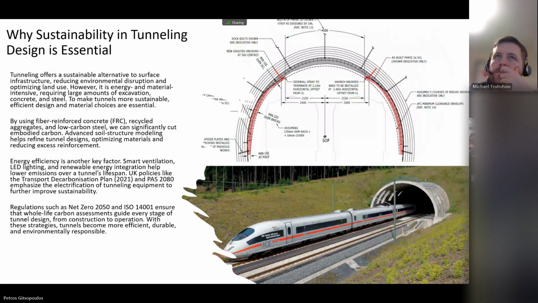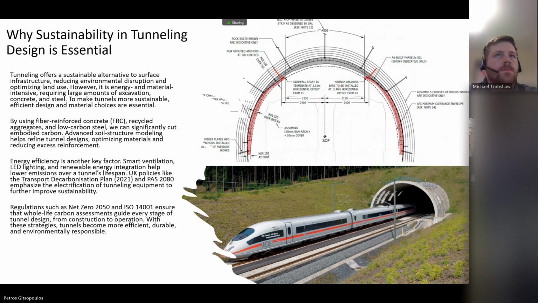Why sustainability in tunneling design is essential. Tunneling offers a sustainable alternative to surface infrastructure, reducing environmental disruption and optimizing land use. However, it is energy and material intensive, requiring large amounts of excavation, concrete, and steel. To make tunnels more sustainable, efficient design and material choices are essential. By using fiber-reinforced concrete, recycled aggregates, and low carbon steel, we can significantly cut embodied carbon. Advanced soil structure modeling helps with refining tunnel designs, optimizing materials, and reducing excess reinforcement.